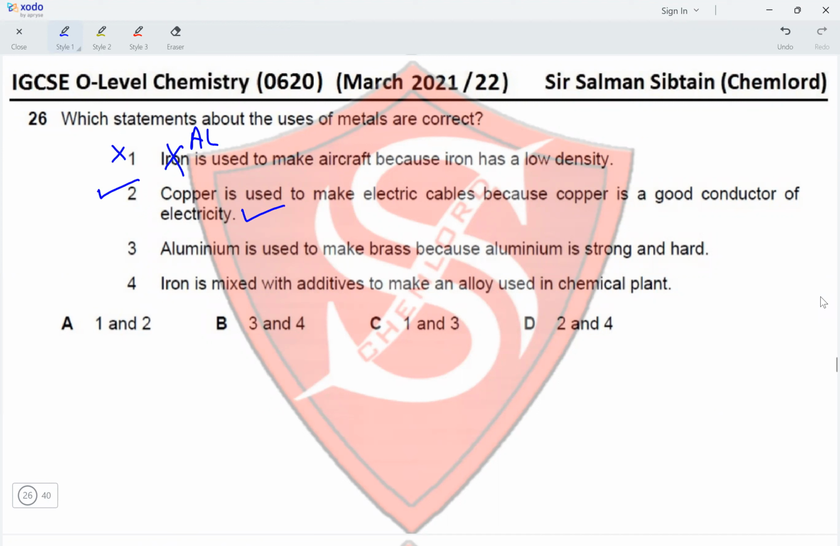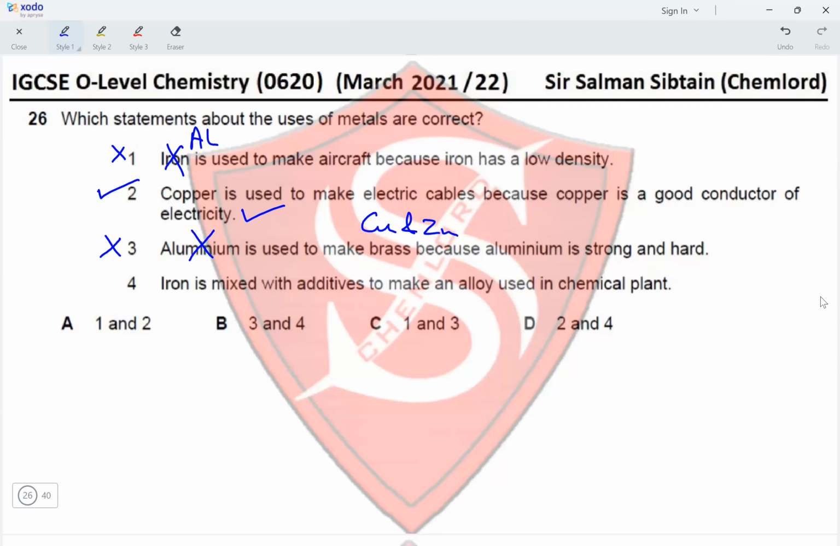Yes, this is correct. Next, aluminum is used to make brass because aluminum is strong and hard. No, aluminum is not used to make brass. Brass is a mixture, or an alloy, of copper and zinc. So this statement becomes incorrect.